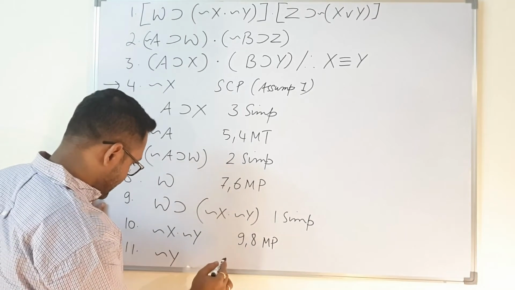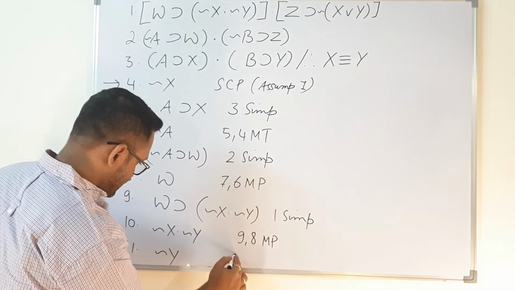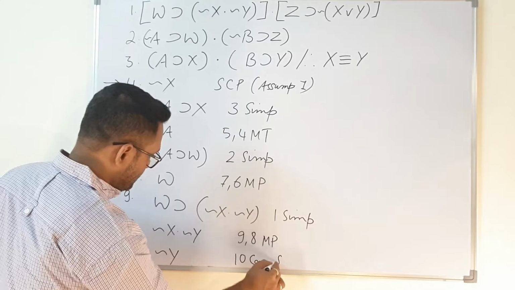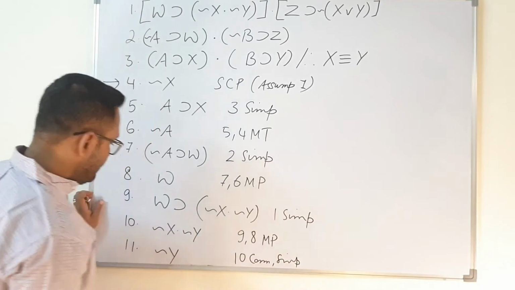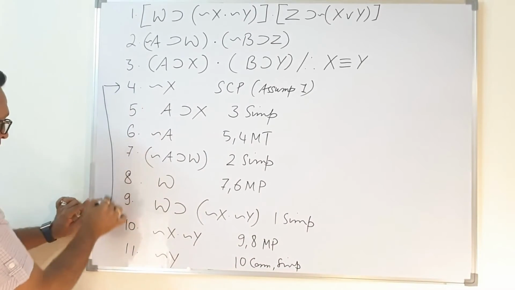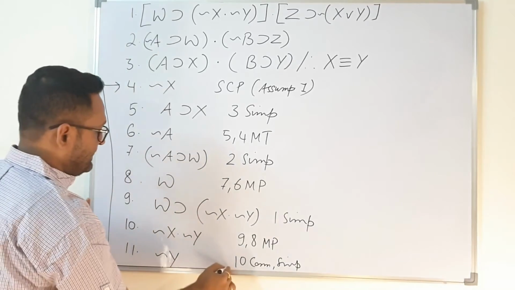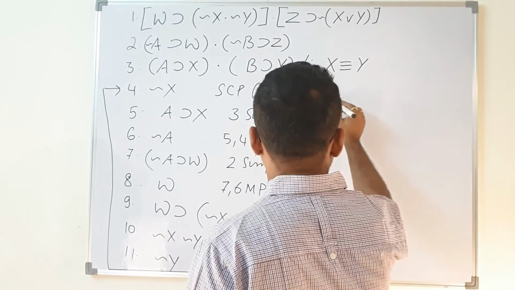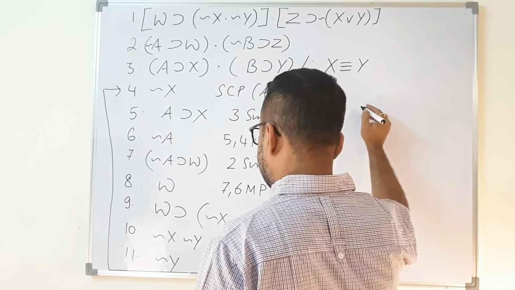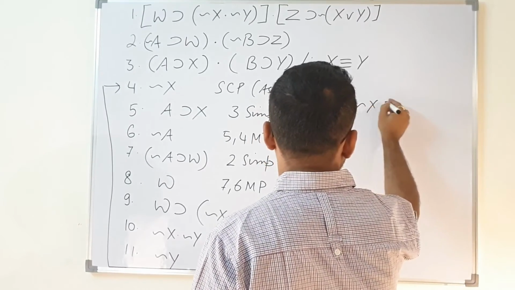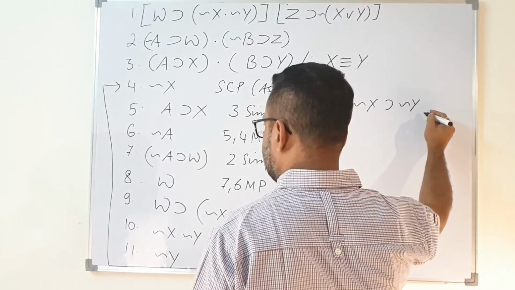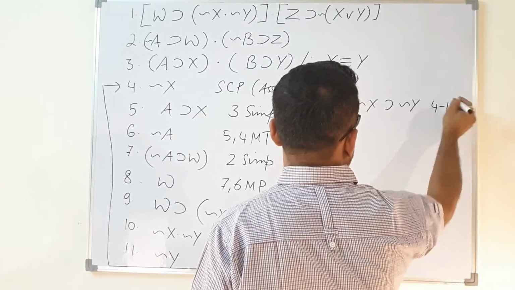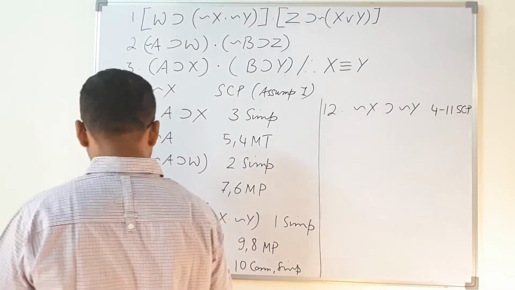So, what we will get is 10 commutation, then simplification, right? And now, if we put a closure on this line, so I will write it here. I will get on line number 12, negation of X implies negation of Y. This will be 4 to 11 SCP. This is the step which I will get, right?